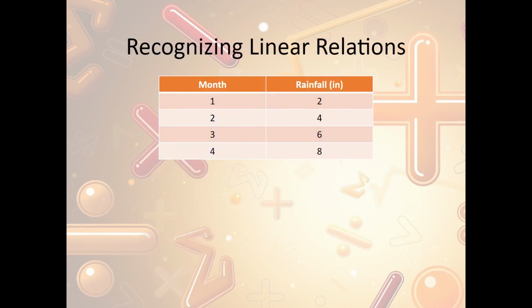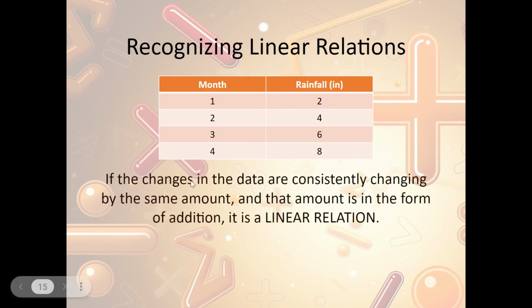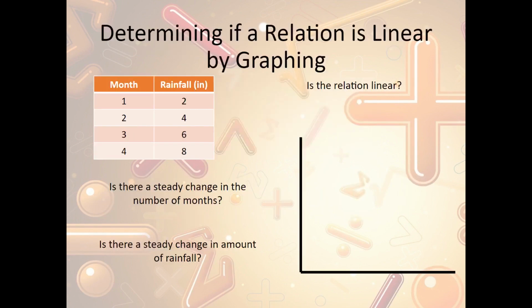Now from that, can we tell if these patterns are linear or not? Well, if the changes in the data are consistently changing by the same amount, and that amount is in the form of addition, it is a linear relation. So let's take a look at the table. So we have our months, and we look and see that there is a steady change. We're adding by 1 month each time. And in rainfall, we can see that we have a consistent change also. We are adding by 2 inches each month.